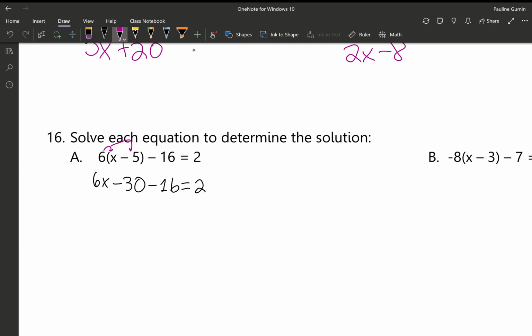On the left-hand side, I see 2 like terms that can combine. On the left side of the equal sign, do you see what we can combine? We can combine this negative 30 and negative 16. So negative 30 minus 16 is negative, whoops, I almost wrote 36. It's negative 46. And it equals 2.